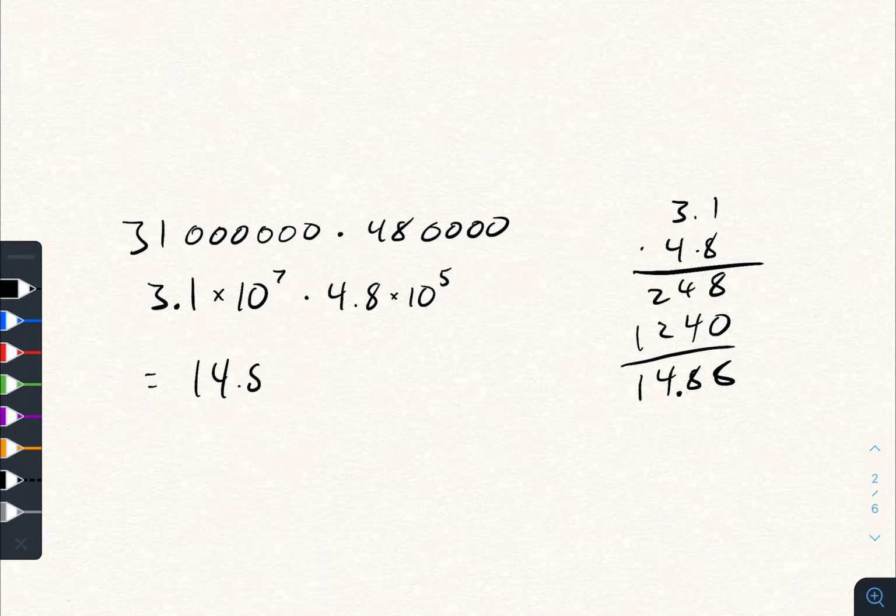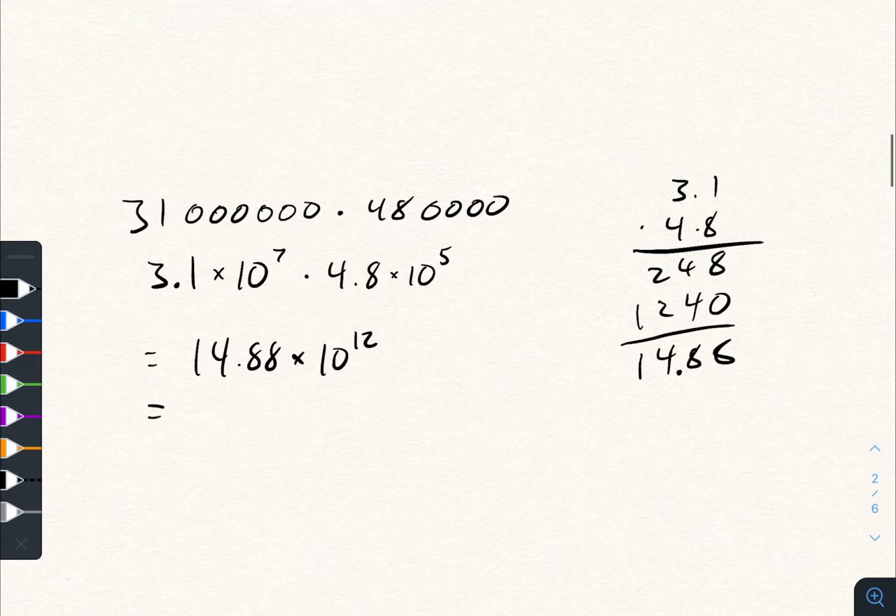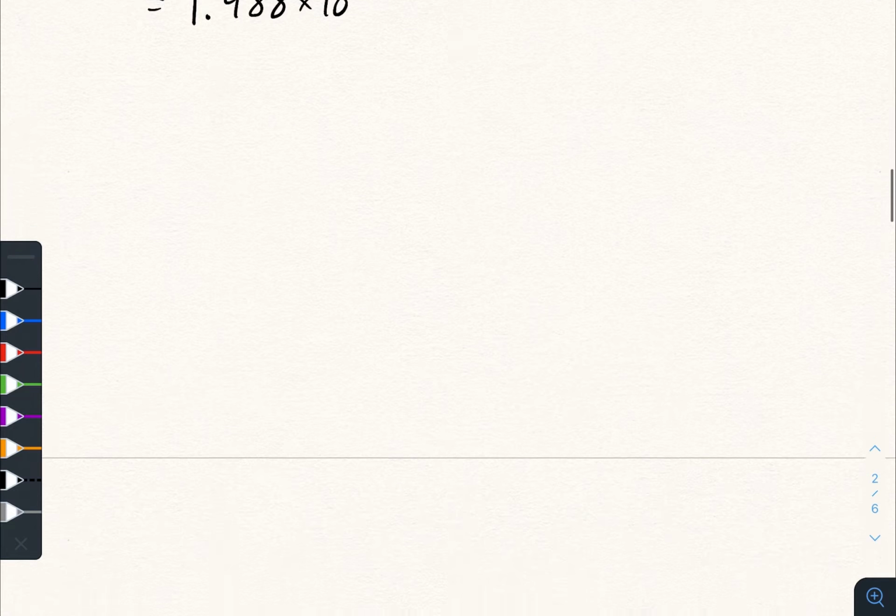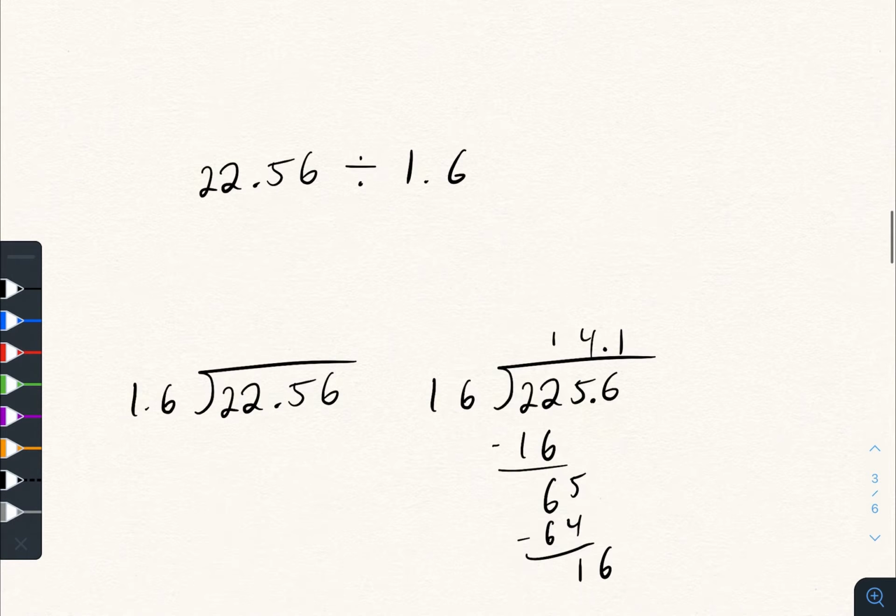So 14 and 88 hundredths, and then times 10 to the 12th, because that's 10 to the 7th times 10 to the 5th. If you want to represent this as a number in scientific notation, though, you would have to move this decimal back 1 and then add another 10 over here. All right, so that's using scientific notation.